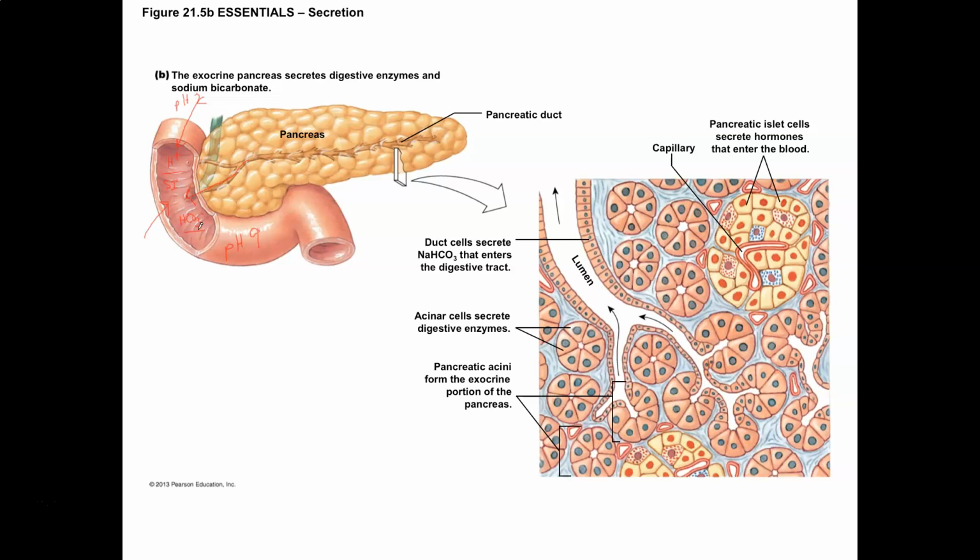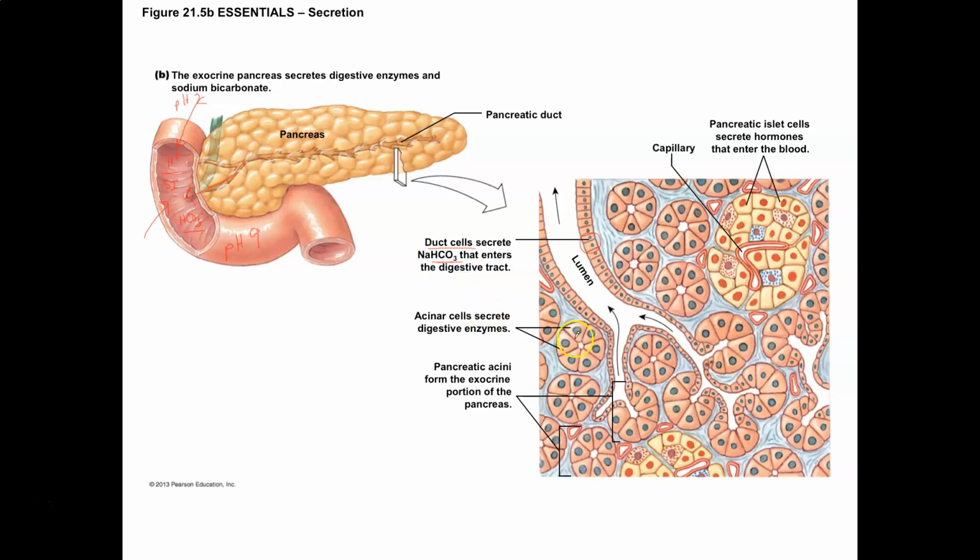So the vast majority of bicarbonate is being produced by the pancreas, and specifically it's being produced by the pancreatic duct cells. So these are the duct cells. If we were to zoom in on the pancreas, these are ductal cells, okay? Duct, ductal cells. And so we can see that there's a bicarbonate production coming from those ductal cells.